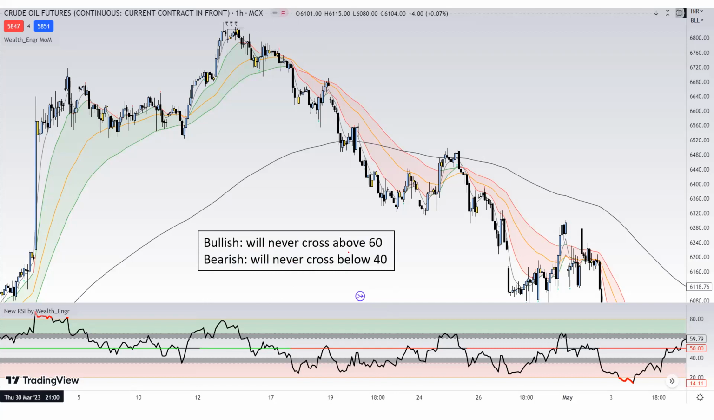Okay, there is a mistake in this one. Bullish will never cross, actually this is below 40. Fine, this is not bullish, this is bearish, and this is bullish. Apologies for my mistake. This is the bullish case and this is the bearish case.